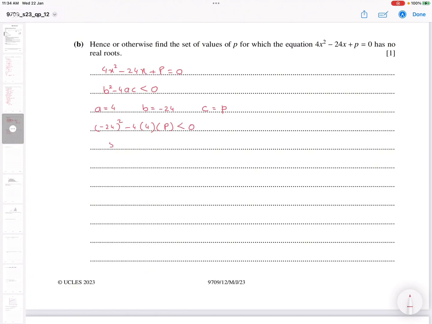So this is 576 minus 16p less than 0. So 576 less than positive 16p. And I can write 16p is greater than 576. Now p is greater than 576 divided by 16. So p is greater than 36. This would be our answer for this part.